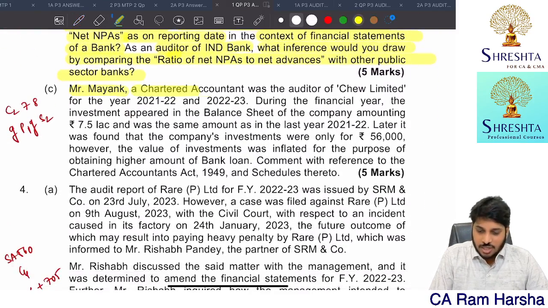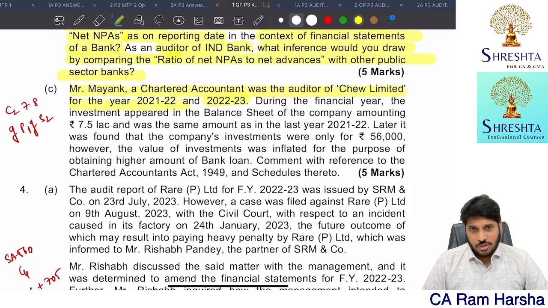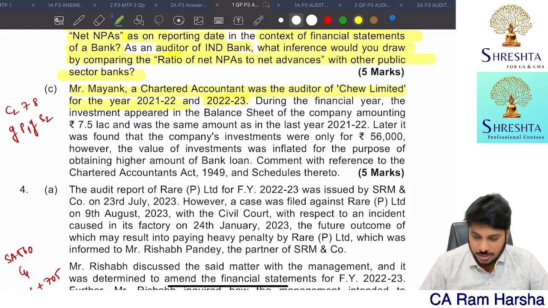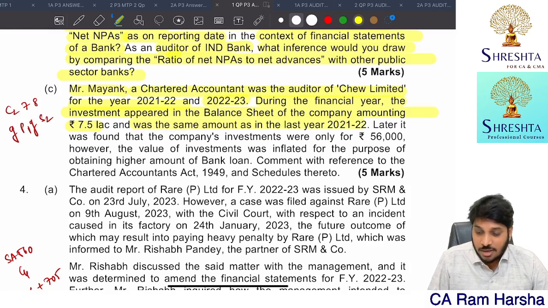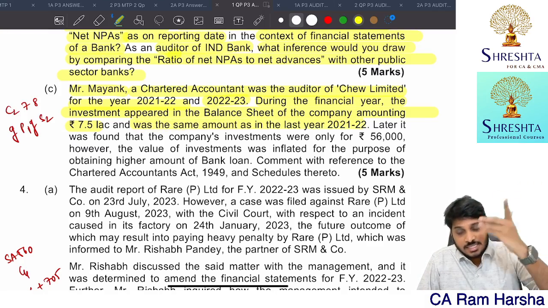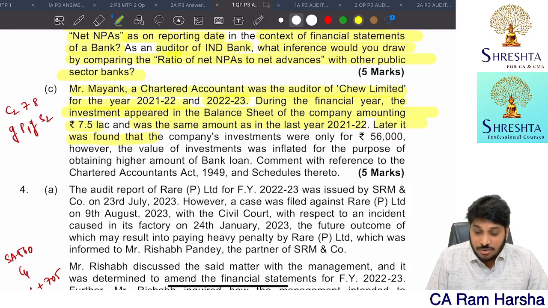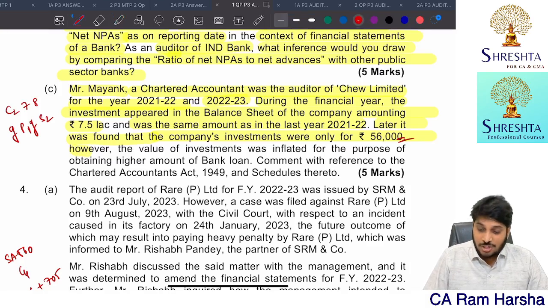Mr. Mayank, a chartered accountant, was the auditor of Chu Limited for the years 21-22 and 22-23. So you are the auditor of the company for 2 years. During the financial year, the investment appeared in the balance sheet of the company at 7.5 lakh and was the same in the last year. Later, it was found that the company's investment was actually only 56,000. The actual investment value was 56,000, but 7.5 lakh was in the balance sheet.